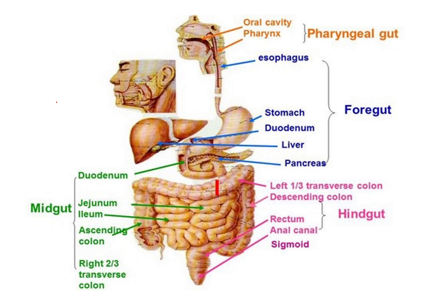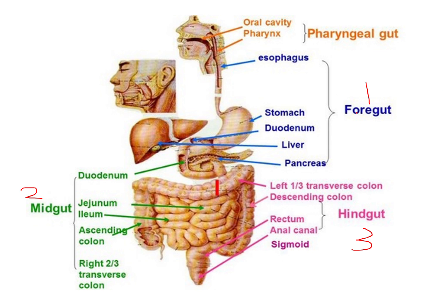In the embryo, the early gastrointestinal tube is divided into three main segments. We have the foregut, the midgut, and the hindgut. Each of these three segments, in turn, gives rise to adult anatomic counterparts.